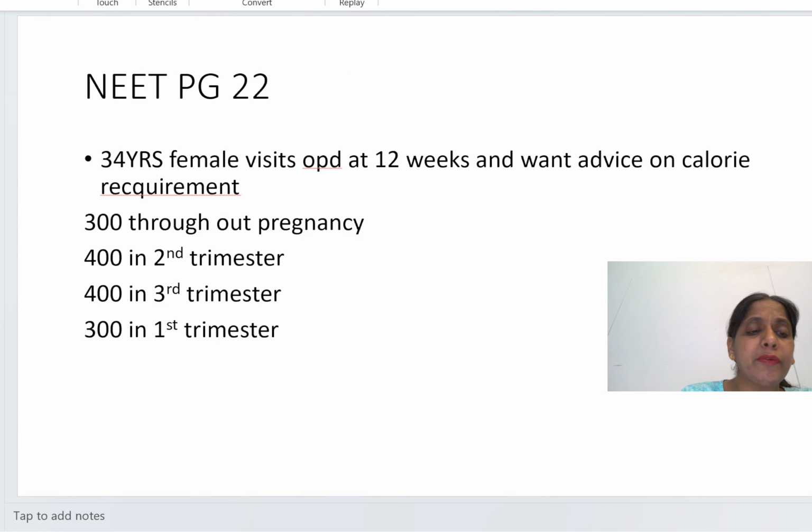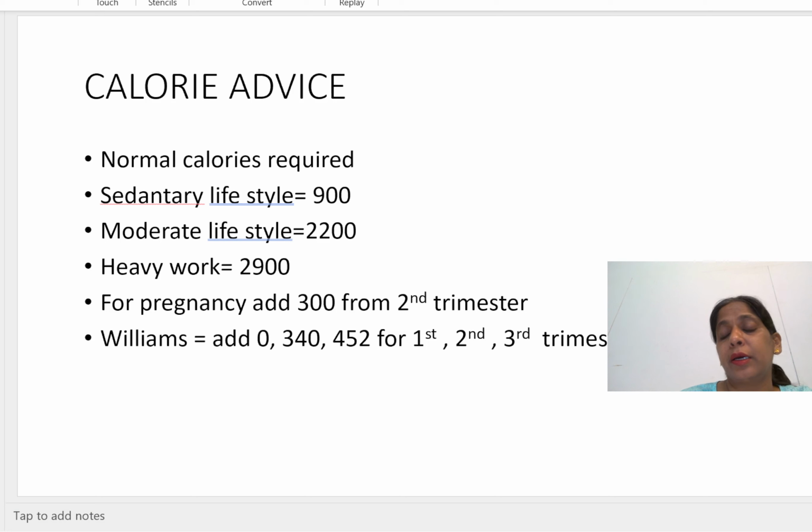Okay, now here about the calorie requirement, it is sometimes asked in NEET PG 22. Now this is a topic we have started, antenatal care. Please stay alert. These are small topics. They can cost you one question.